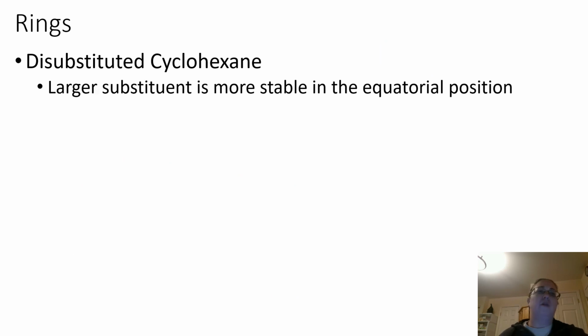But our biggest goal with all of these, in determining which chair is the most stable, is that we want substituents to be in the equatorial positions. And if we have options, we would prefer that the larger substituent be in the more stable equatorial position.